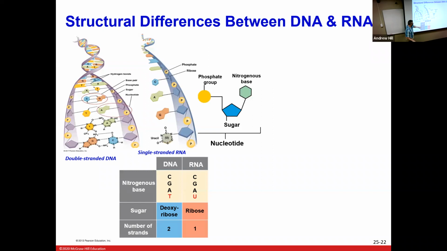And then in terms of the sugar, if you look at RNA, the sugar is ribose, and for DNA, it's deoxyribose. This means that an oxygen atom has been removed. So "de" is removal, like dehydration, where you remove water. In deoxyribose, they remove one oxygen. And then the number of strands here.